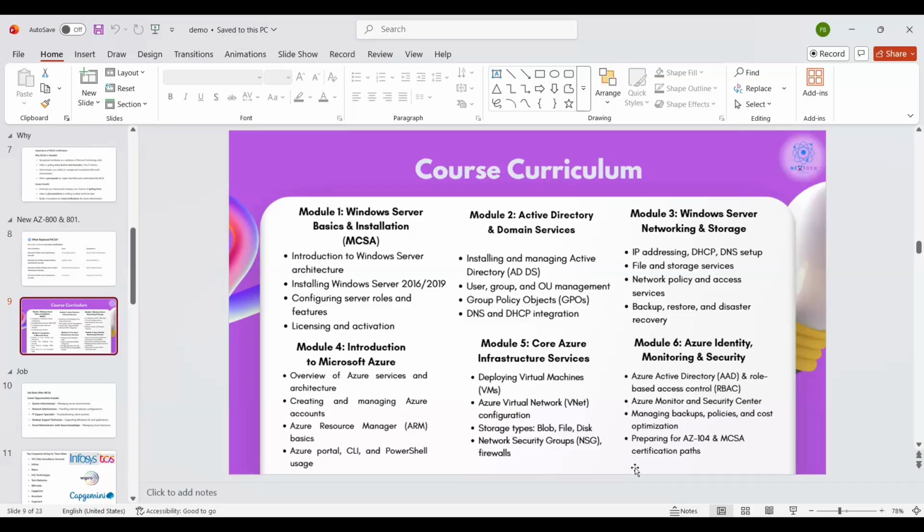After this, the last module, module 6, where we will learn about identity, how you can manage identity, like RBAC roles, AAD, Azure Active Directory, meaning Entra ID, the monitoring part, the security part, the backups, the cost optimizations, and the preparation guidance for the certification. This is about the sixth module. So in this course, we are going to cover overall these six modules. Okay. This is just a small introduction about the content, because there are so many things we are going to cover in this course.